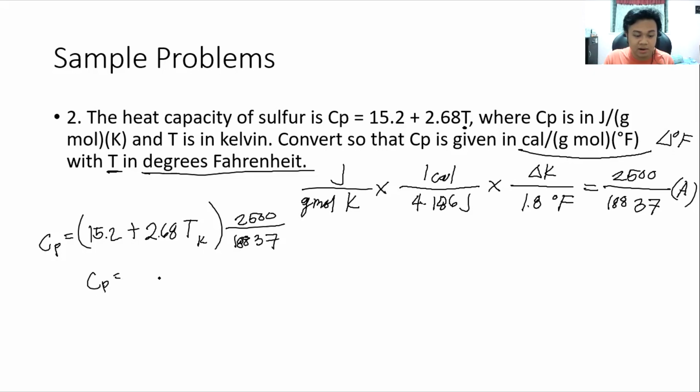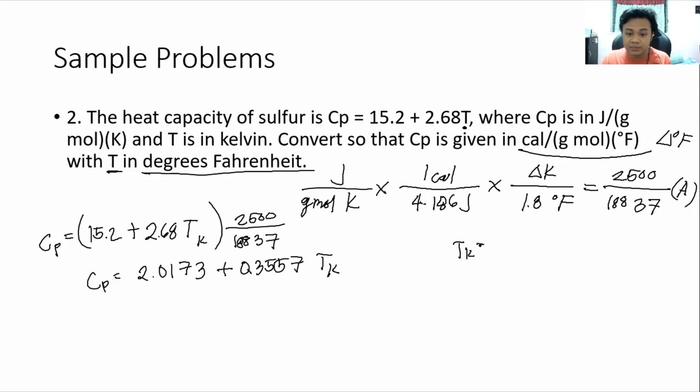Get your calculator. We'll have 2.0173 plus 0.3557 T in Kelvin. Okay, so we are not finished yet because we are asked to provide the T in degrees Fahrenheit. So we will have to convert.